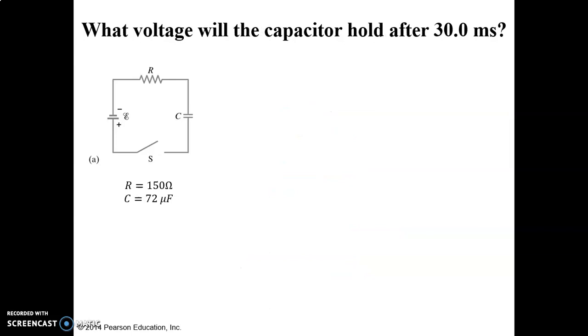So using that time constant, let's ask our next question. What voltage will the capacitor hold after 30 milliseconds? Now, for this, we need to know what the EMF is. I'm just going to tell you, we're assuming that this is hooked up to a 12-volt battery. It could be anything, really. All right? So the voltage of the capacitor is going to be your EMF times 1 minus e to the negative t over RC. So that'll be 12 volts for your EMF times 1 minus e to the minus 30.0 milliseconds divided by 10.8 milliseconds.